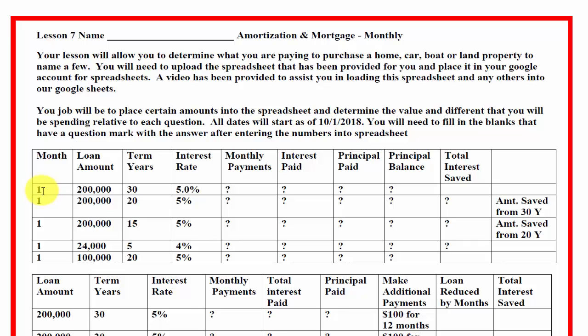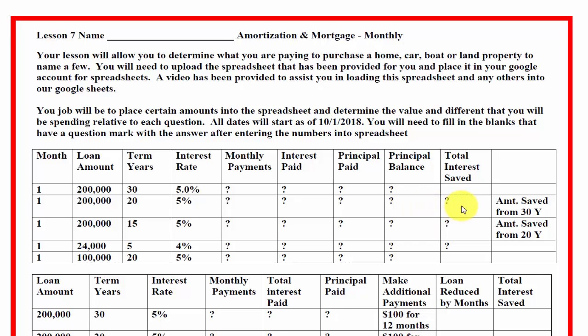The first one is a month. The first month, we're going to have $200,000 for 30 years at a 5% interest rate. Now your monthly payment, we want you to write here, you'll obtain that from the spreadsheet, interest paid, principal amount, and the principal balance, how much you have left. This you cannot fill in the first time because we haven't done anything yet. However, on the second one, you'll notice we have $200,000, but this time instead of 30 years, we have 20. At 5%, you fill these in.